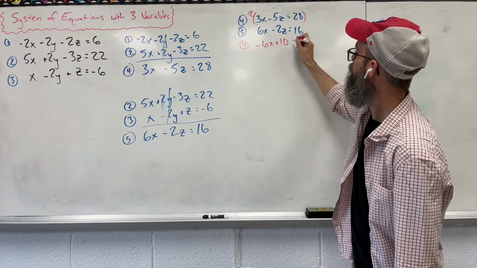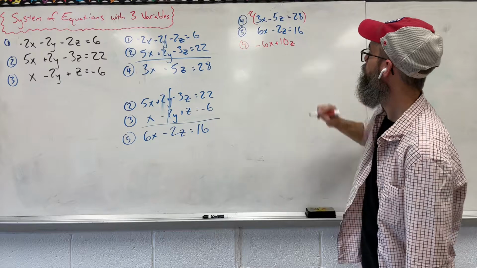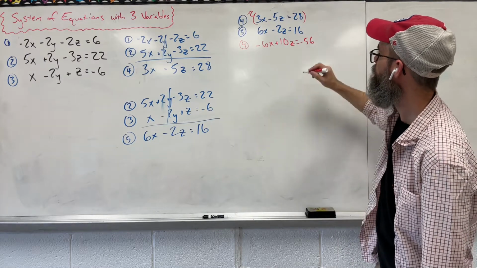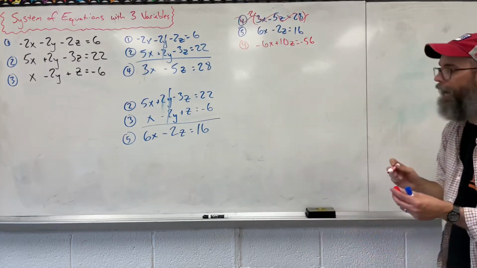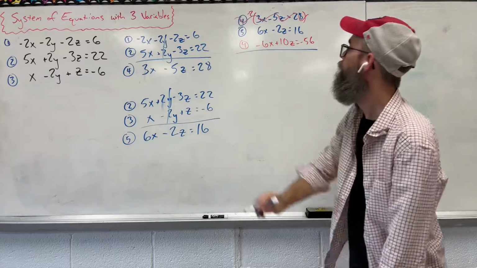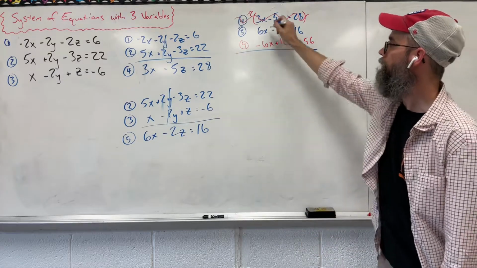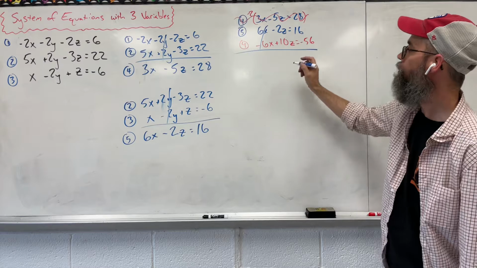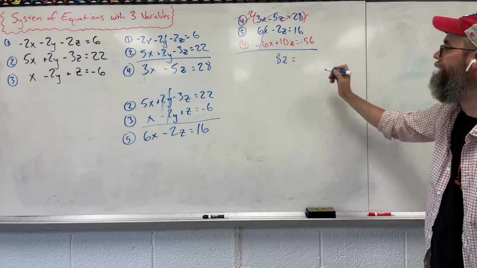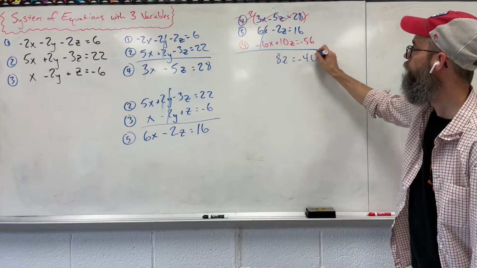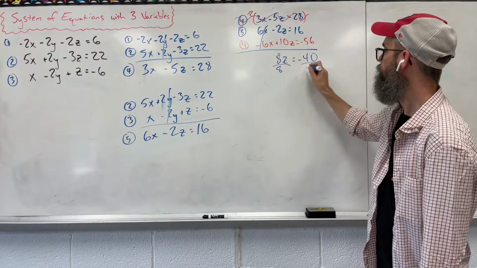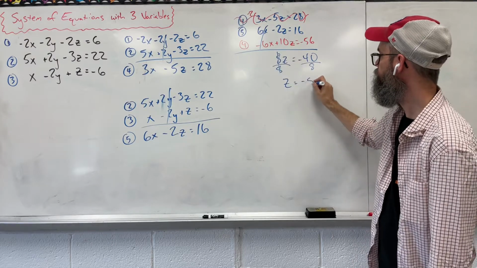-6x, 10z, and where are we at? -56. This now is trash. We don't need that. So let's come back here, combine these. 6 and 6, goodbye. 10 minus 2 gives us 8z. And on the other side, -56 and 16 gives us 40. Solve and get that variable all alone. Divide, divide, z equals -5.